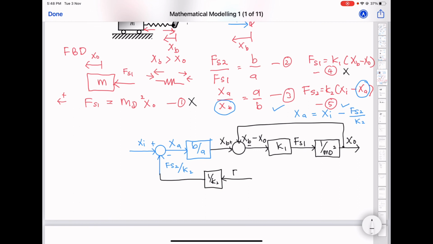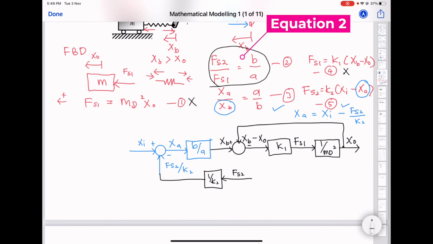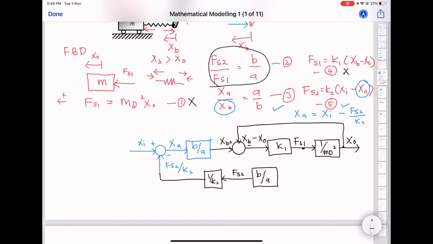Here is FS2. So now we're going to solve for FS2. The last equation that we haven't used is equation number 2. From equation number 2, we can draw B over A multiplied by FS1, which is just tapped from FS1. From there, we get a complete block diagram.